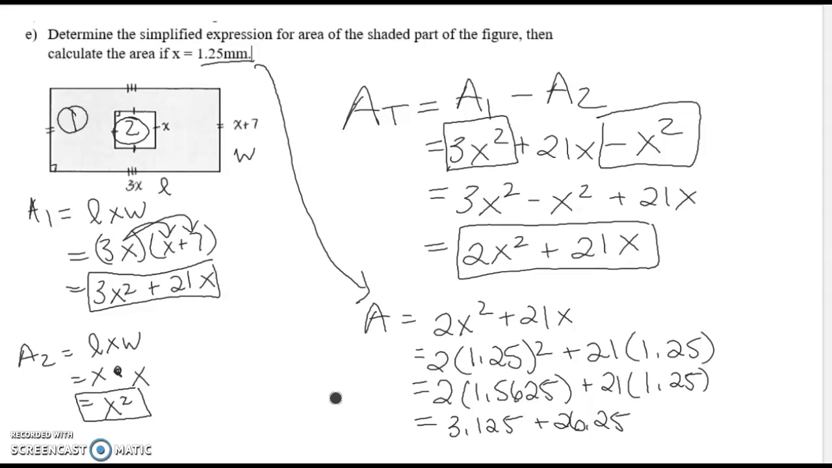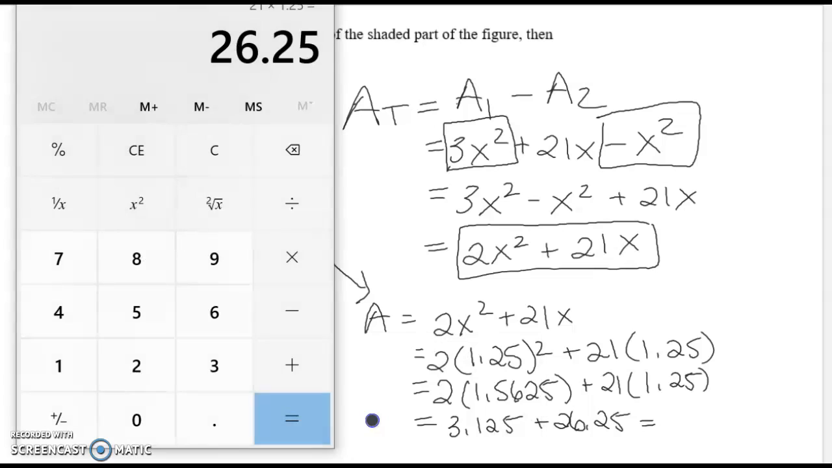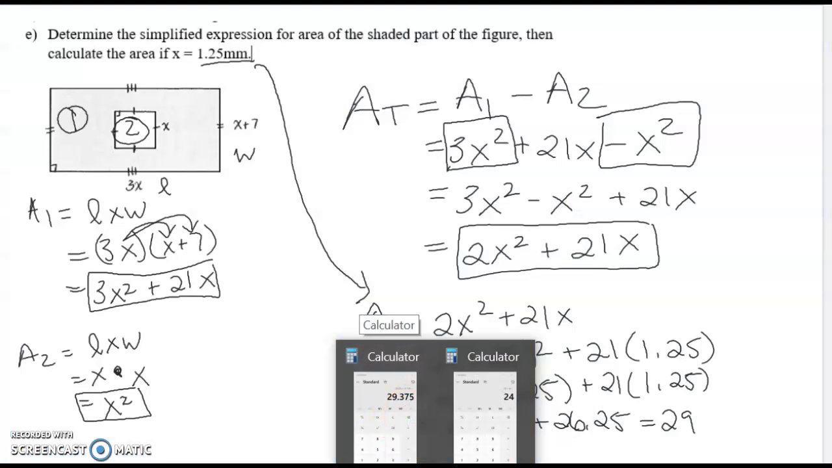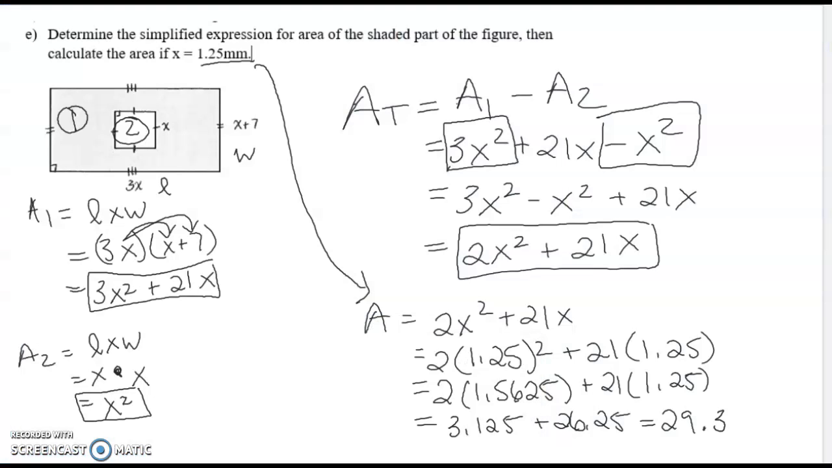26.25. And then when you add these both up together, I'm going to do it over here just because I'm short on room. 26.25 plus 3.125 gives us a total of 29.375. And we can round this to 1 decimal point, which would be 29.4. And because they're using millimeters, this is in millimeters.